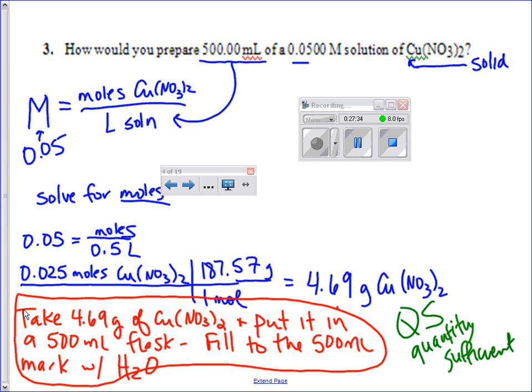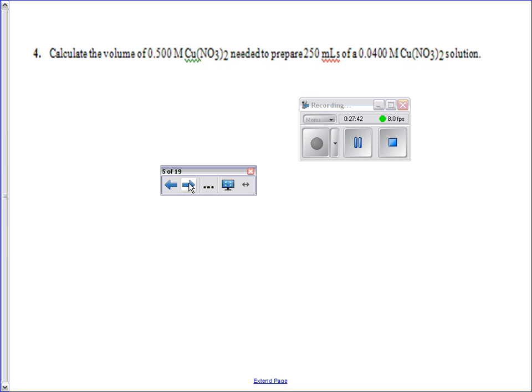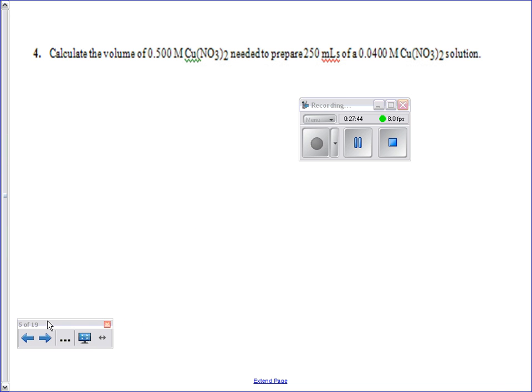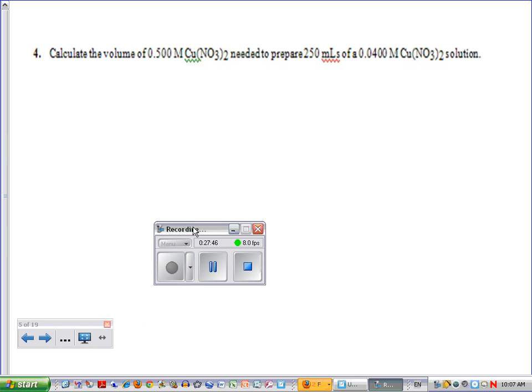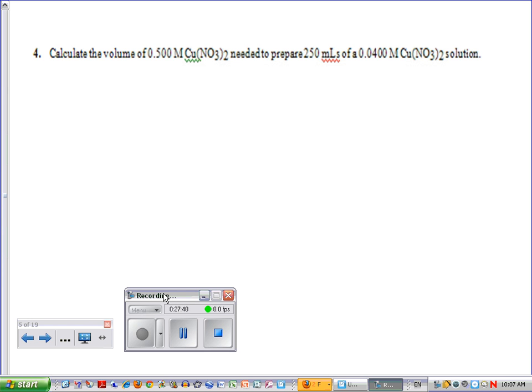All right, you ready to try another one? Okay, this is one type of problem that you need to know. And the other one: calculate the volume of a 0.5 molar copper 2 nitrate solution needed to prepare 250 mils of a 0.4 molar copper 2 nitrate. How is this different than the last problem?